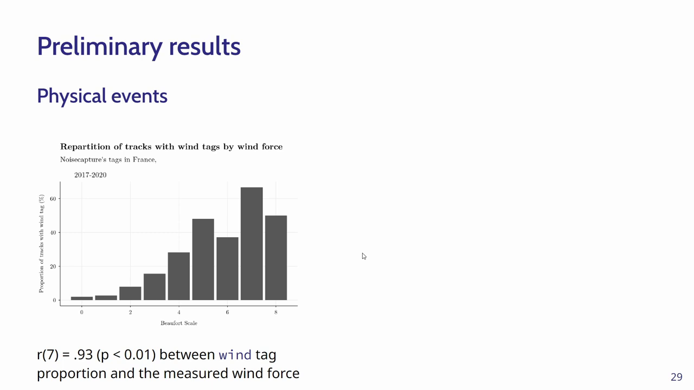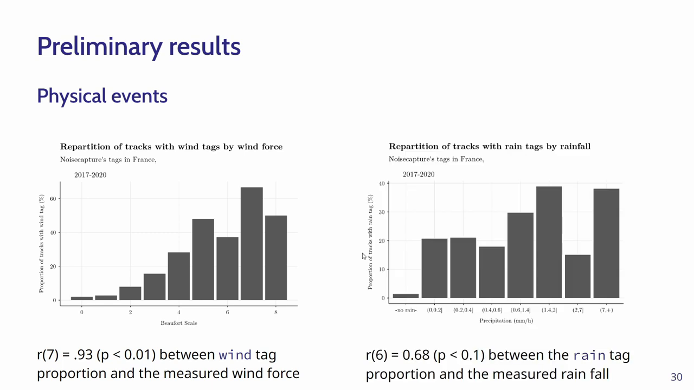We looked at wind. On the x-axis is the buffer scale, a scale where the higher the number, the stronger the wind. So on the right side, it's a stronger wind. And we have a very strong correlation between the wind tag proportion and the measured wind force, with a 0.9 correlation. So this is working for wind. When there is a lot of wind, we have more wind tags.